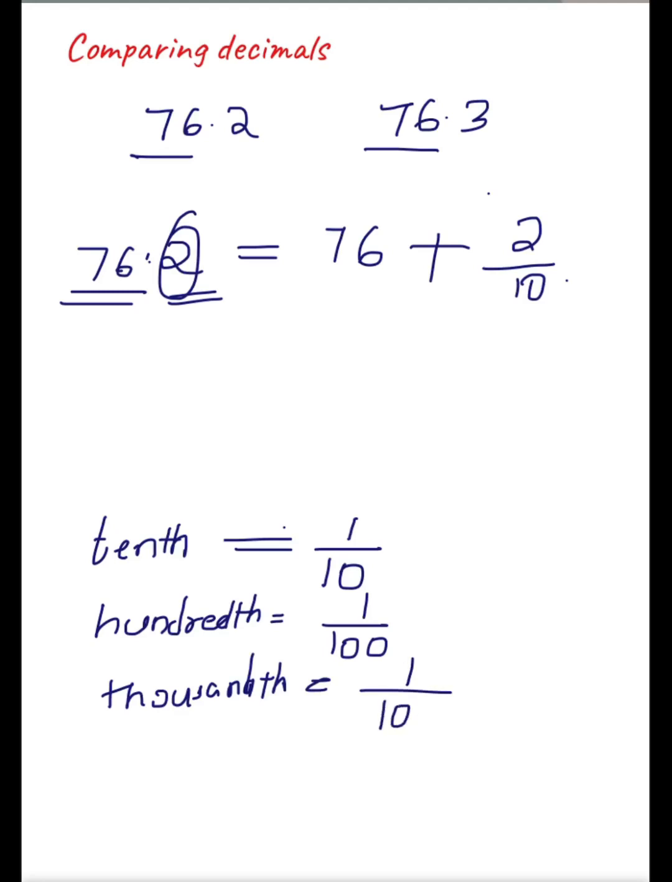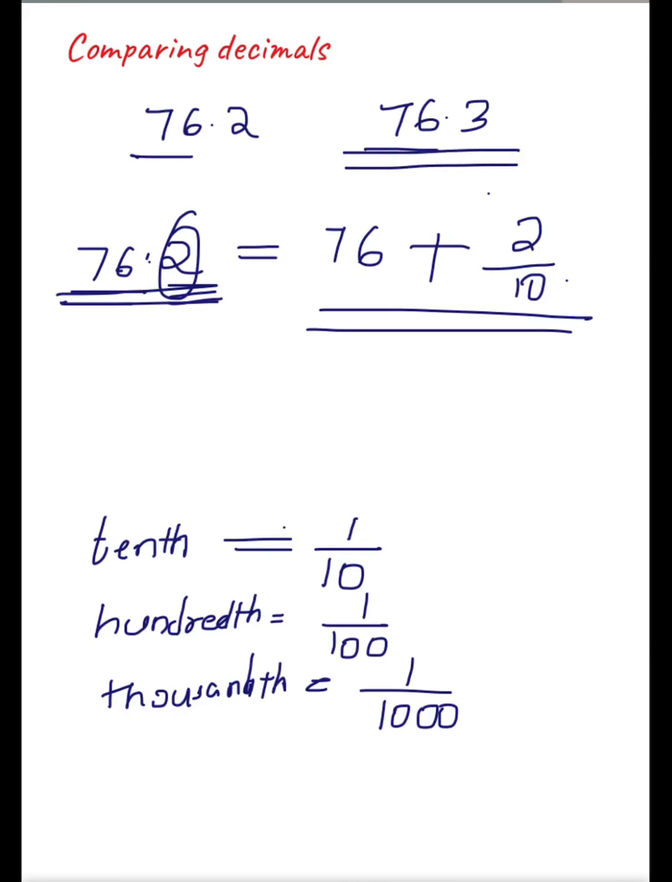1000th means 1 by 1000, in this way. Okay, so in 76.2, in the 10th place you have got 2. So this can be written as 76 plus 2 by 10. Now what is the next number? 76.3. So 76.3, how will you write that? 76.3 can be written as 76 plus 3 by 10.